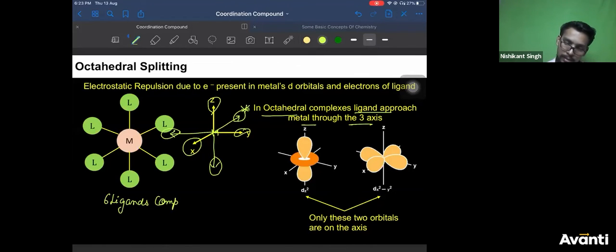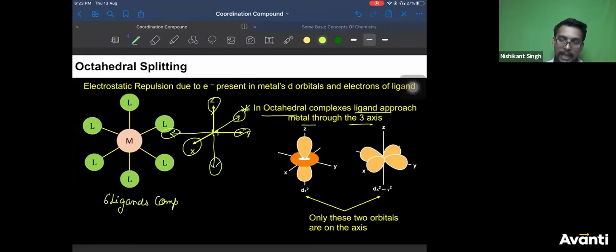That means 6 ligands come along the axes. So what we observe here is that 6 ligands are coming along 6 axes. What are those 6 axes? Plus x, minus x, plus y, minus y, plus z, minus z. These are the 6 axes we are considering, right?